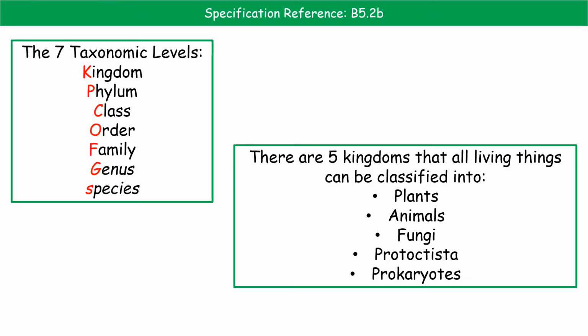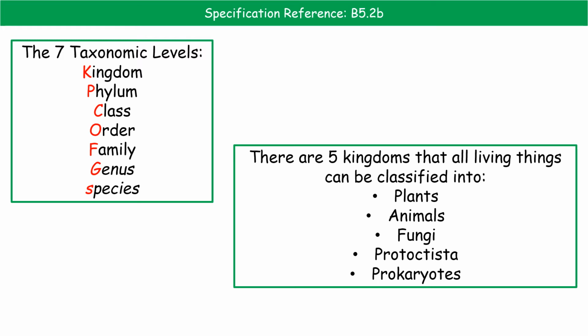When it comes to classifying, what we're going to use are 7 taxonomic levels. So taxonomic levels are basically groups of classification. You need to learn the correct order for these. Now, there are little acronyms that you can make up for yourself using obviously the first letter of each of those words to help you remember it. I hope you've got one that works for you.